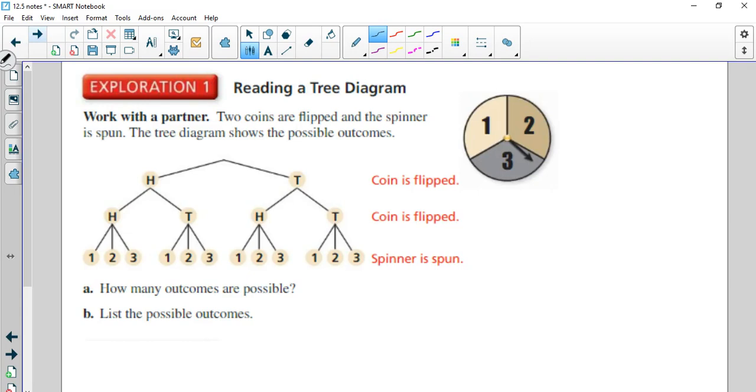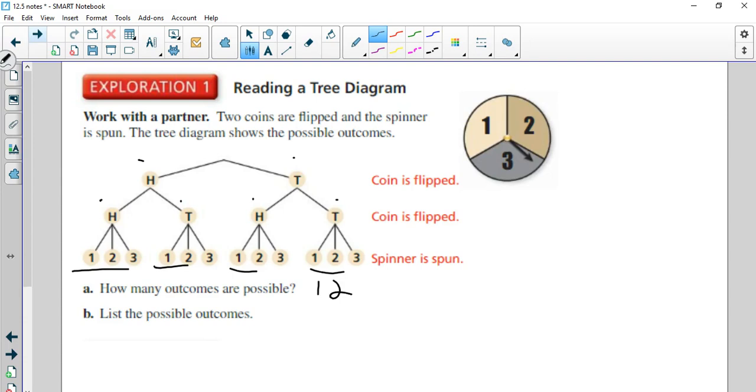Okay, now we're not actually going to work with a partner on this, obviously, but let's just go through this problem. The tree diagram shows all the outcomes of flipping a coin twice, or 2 coins, whatever, and then spinning a spinner. So, you have heads or tails. After heads, you have heads or tails again. After tails, you have heads or tails. And then you can get 1 through 3 each time. So how many possible outcomes are there? Well, 3, 6, 9, 12.